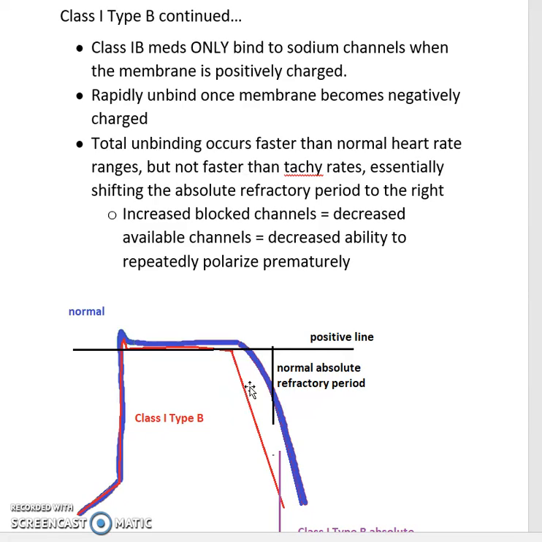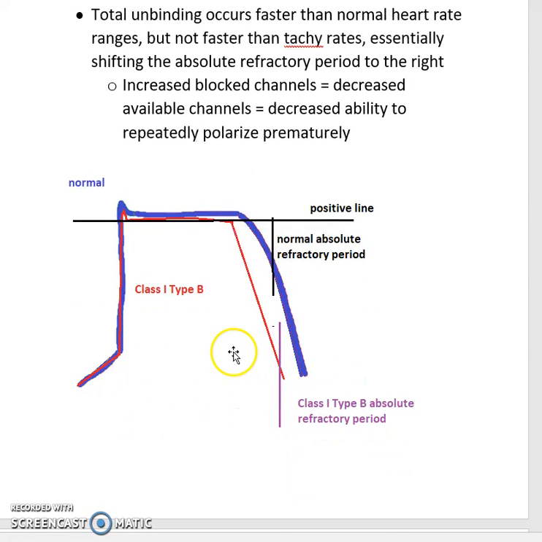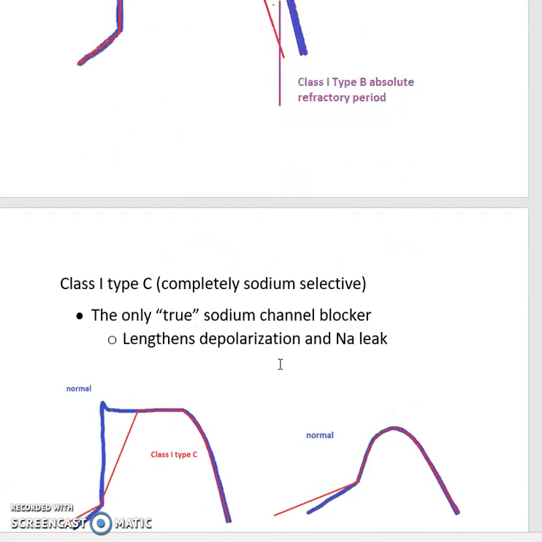It will still impair the sodium channels, which essentially pushes the absolute refractory period to the right over to here, which then, a longer absolute refractory period means that there's a prolonged time before another action potential can prematurely kick off. This is how it slows heart rate.